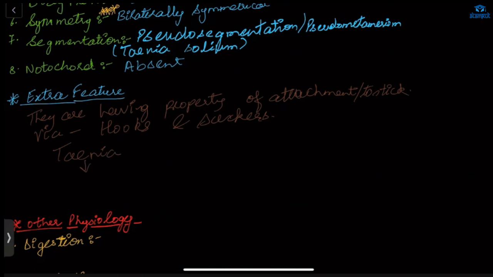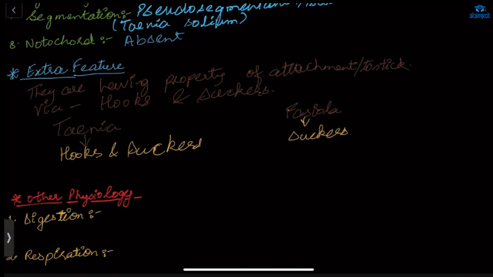Taenia is having both hooks and suckers. But some organisms are having only hooks, and some are having only suckers. Like if you see Fasciola hepatica, write only Fasciola here. Fasciola is having only suckers, and it doesn't have hooks in them.